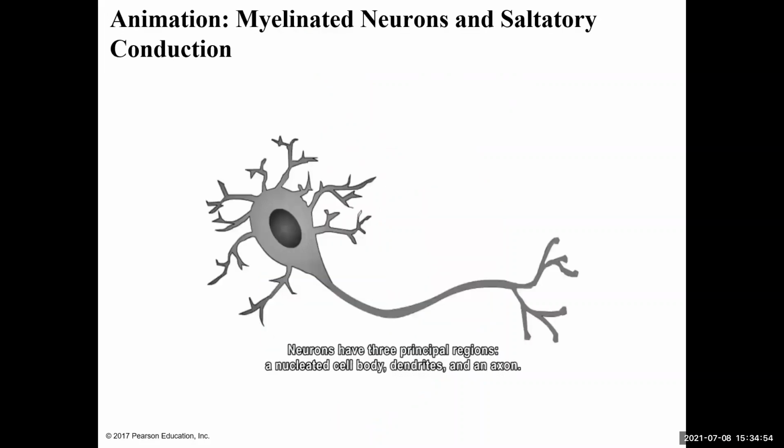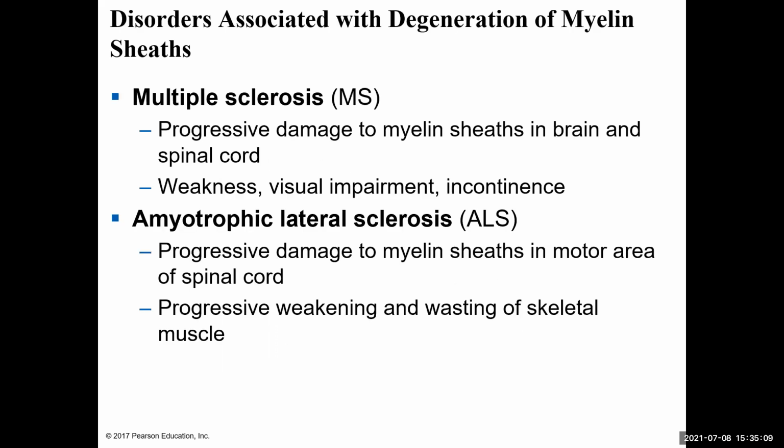And so to finish up this video, we have a little animation, and then we're briefly going to talk about some disorders that are associated with the myelin sheaths. So actually, we'll just talk about these disorders first, and then we'll go back to the animation and finish off with that. And so there are some disorders associated with the degeneration of myelin sheath.